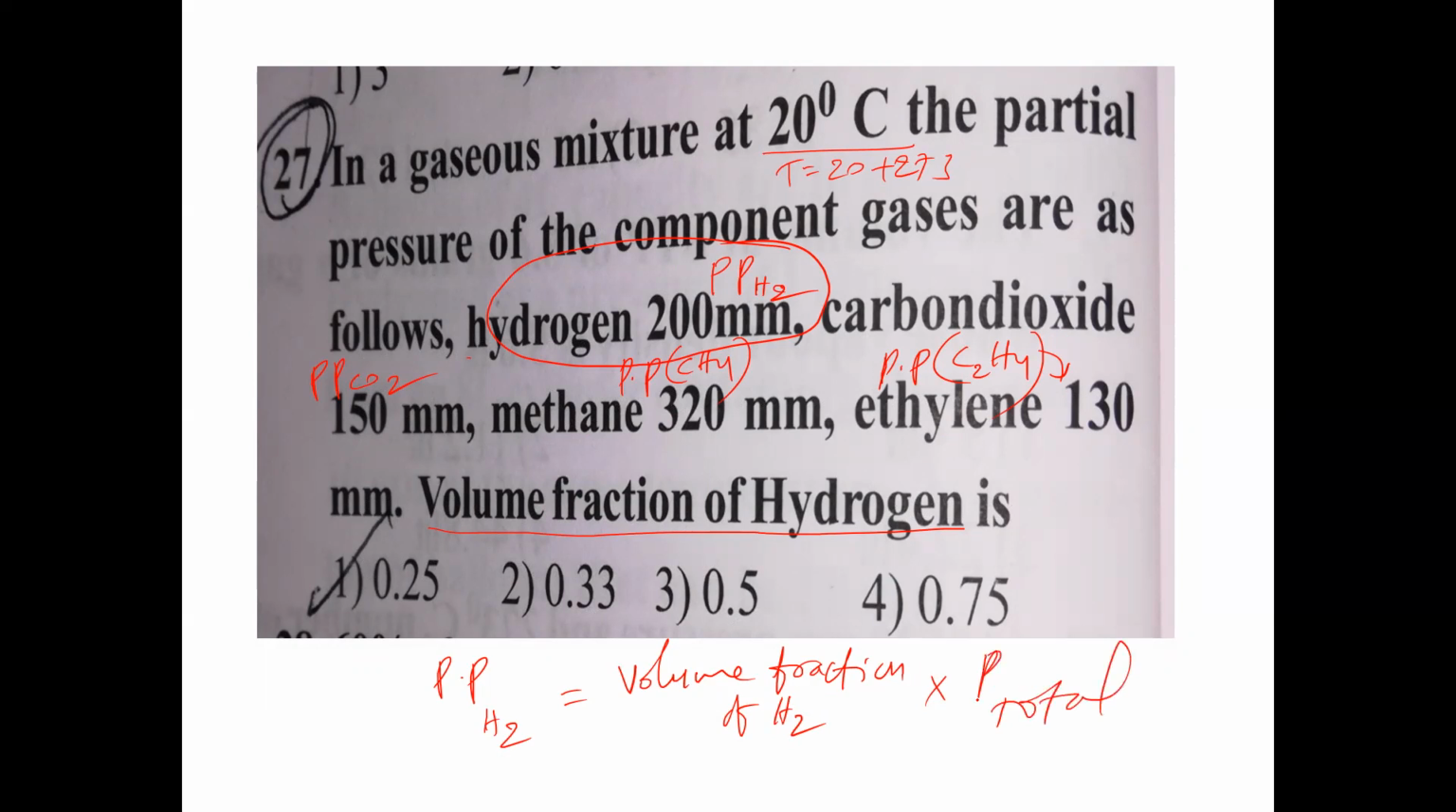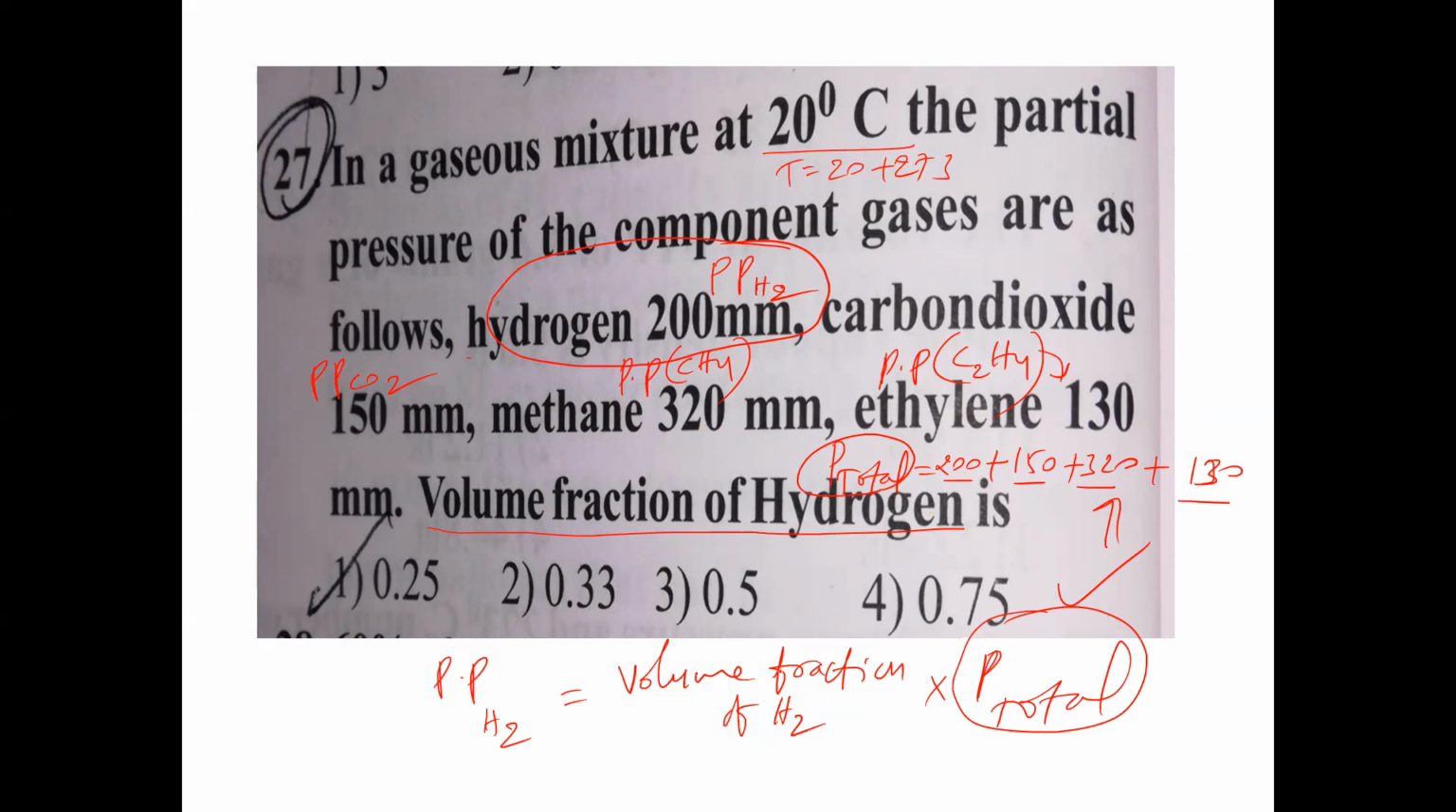Total pressure. Now P total, generally according to Dalton's law of partial pressure, P total is equal to what? The sum of the partial pressures of all gases. Now what are the gases here? 200 mm of H2, then 150 mm of CO2, partial pressure of CO2, plus partial pressure of methane, plus partial pressure of ethylene, 130. So the sum of all these will be equal to P total. Now P total we know, the sum of all these.